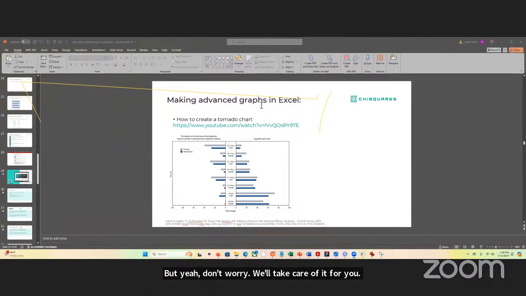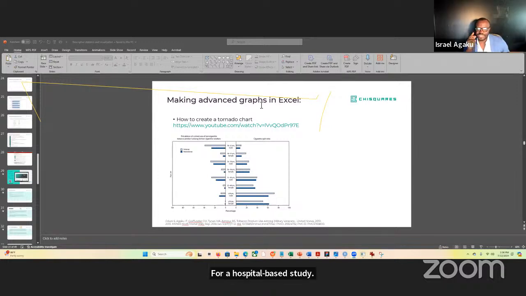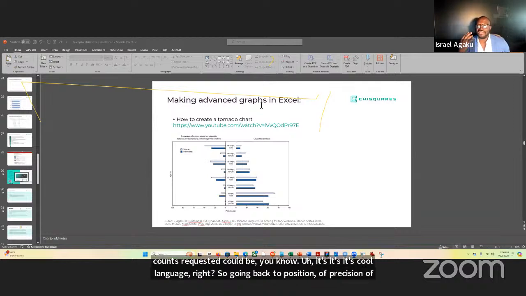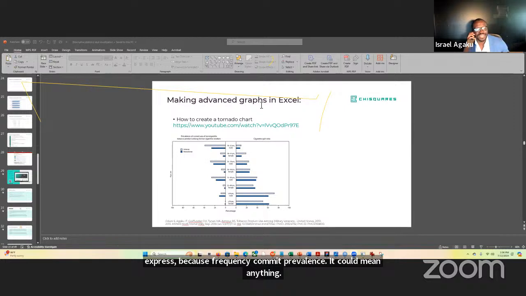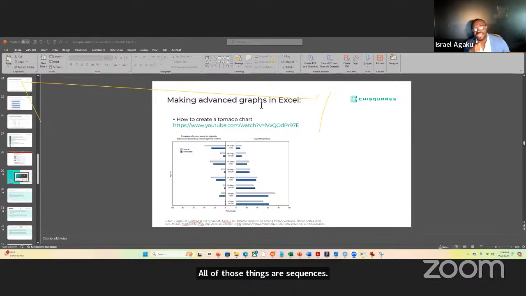Yes. What is your view on the use of frequency as against prevalence for a hospital-based study? Frequency suggests just count, right? Frequency could be anything. Frequency could be count. It's colloquial language, right? So going back to precision of language, we need a more standard way to express, because frequency could mean rate, frequency could mean count, frequency could mean prevalence, it could mean anything. All of those things are frequencies. So what frequency are you talking about? Precision of language is what science is all about.